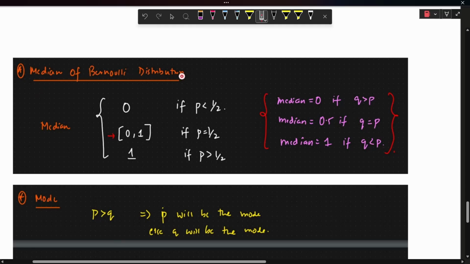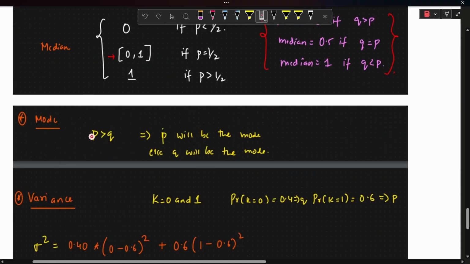So the expected value is p, and the mean is p, always for the Bernoulli distribution. What is the median for the Bernoulli distribution? It is 0 if p is less than half, less than 1 by 2. That is a chance of you buying the phone. If it is less than 50%, then it is a failure, right? And if it is equal to half, that is if you like the product 50%, then the median will be between 0 and 1. And if the p value is greater than 1 by 2, then it is success. You keep the phone, you won't be returning it, right?